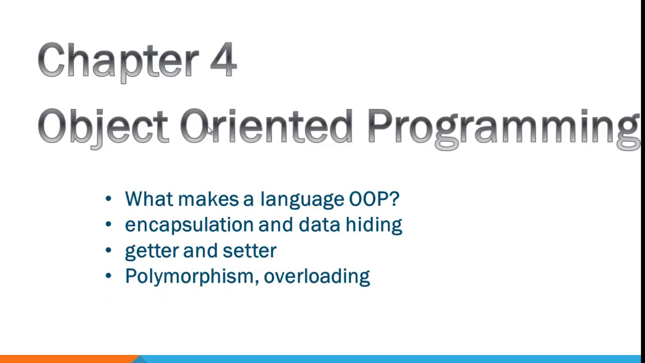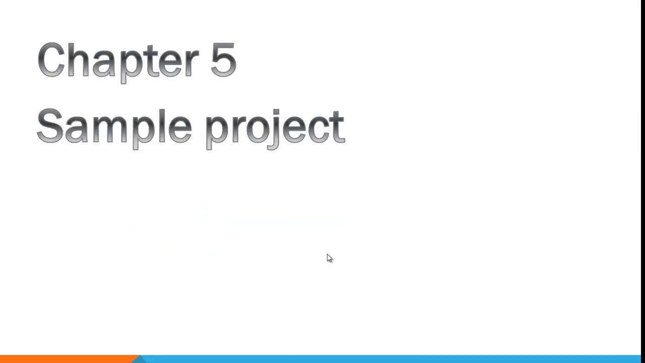In chapter 4, we are going to be introduced to the object-oriented programming concepts, especially what makes a language an object-oriented programming language. We are also going to learn about encapsulation and data hiding, and polymorphism and overloading. Now, with all the concepts we had learned till chapter 4, we are going to do a small sample project using the Java programming language.